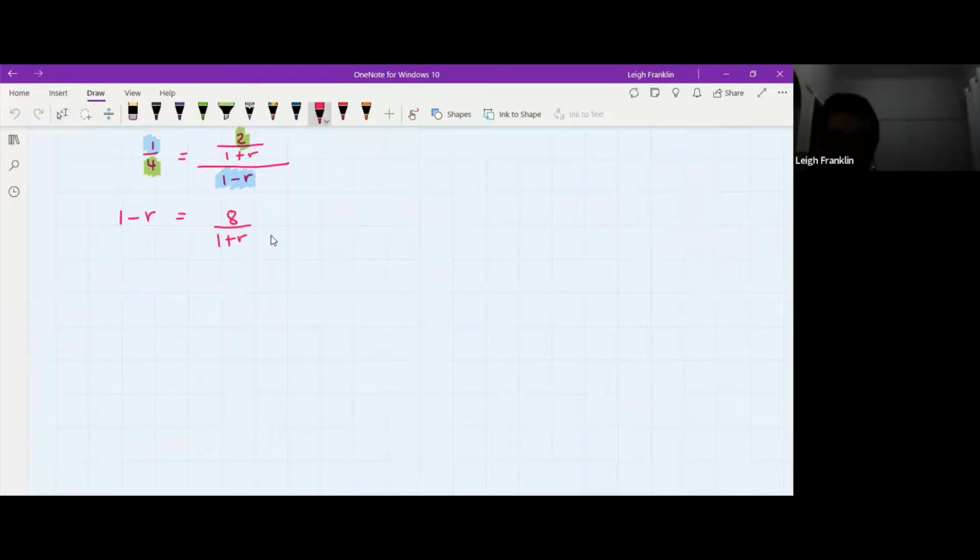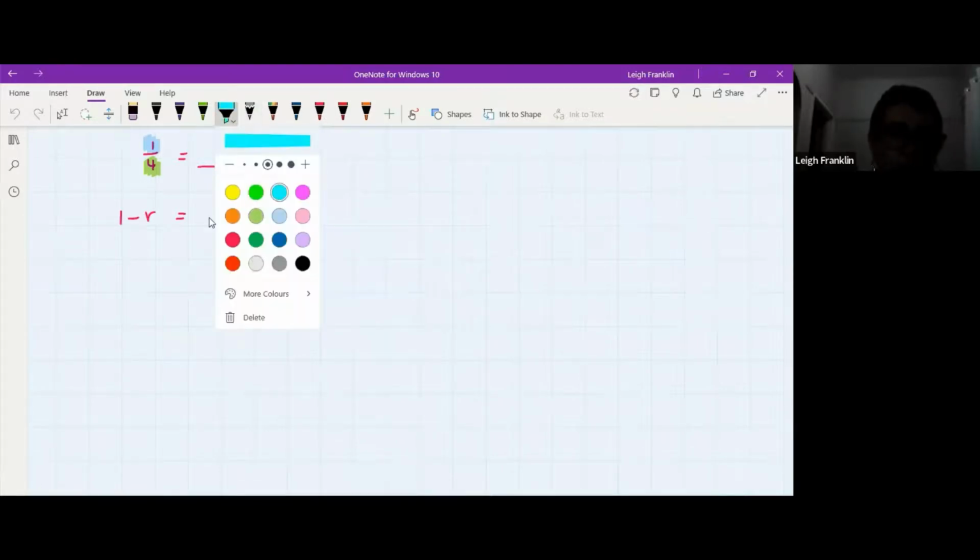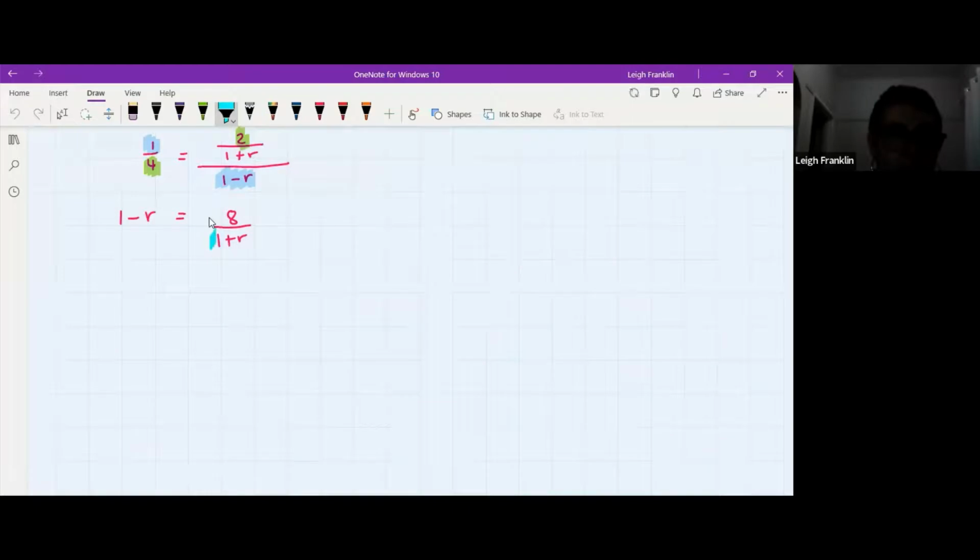What do you think? And we're going to times the denominator on the right with the answer on the left. Absolutely. Okay, so we're going to multiply the denominator on the right with what's left on the left, because this 1 minus r means 1 minus r over 1. So we're going to multiply the two blue ones together. Okay, so let's do that and let's see what we end up with.